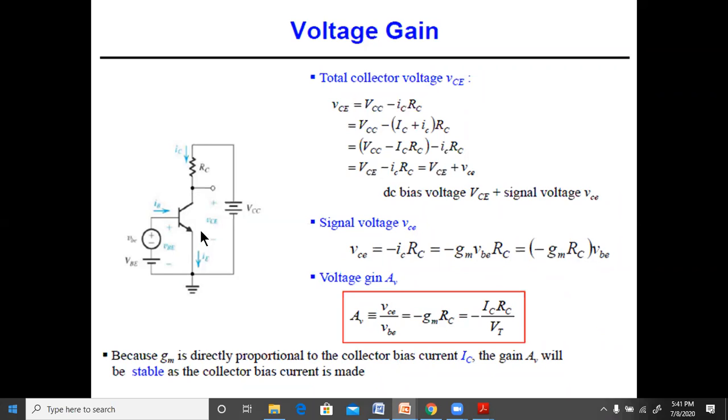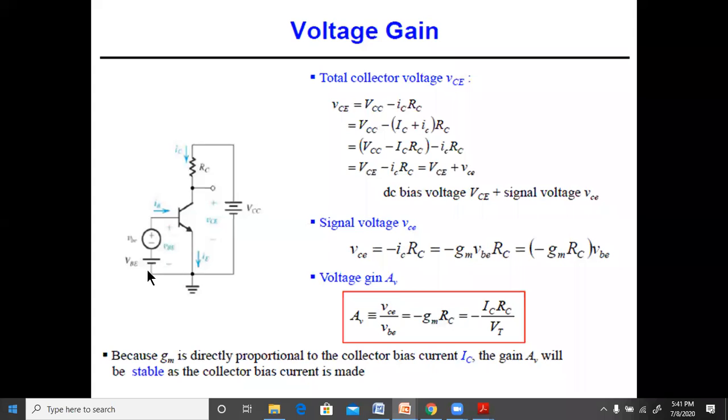Now we should remember that whenever we talk about gain, we should consider only the AC signal which is across this. But VCE is the instantaneous value, which will contain both the DC value as well as the AC value. Similarly, when we talk about the voltage gain, it is the output by the input. Input is VBE. The AC voltage of VBE we should consider when we talk about voltage gain, not the total instantaneous value.